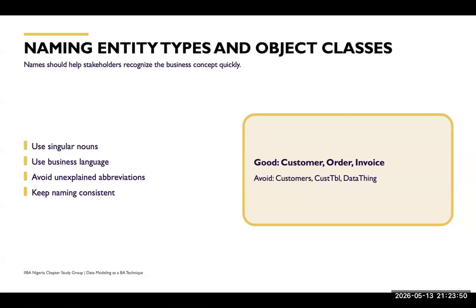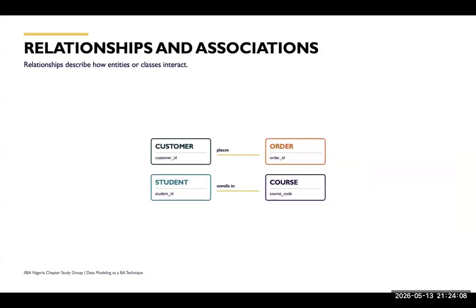So, using singular nouns, we use business language, like we've said, and avoid unexplained abbreviations. That's always such a huge problem. In different arms of the business, the same abbreviation could mean multiple things. As much as possible, try to avoid it. Avoid saying CUST, TBAL. Just ensure that you keep the naming consistent, right?